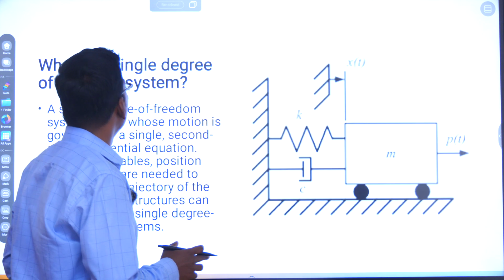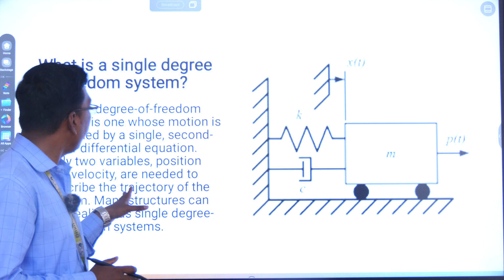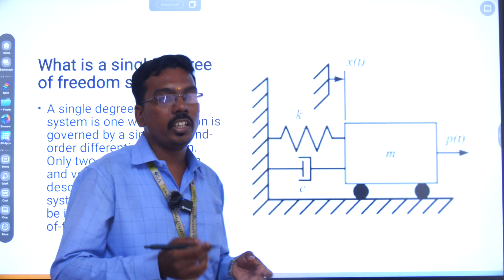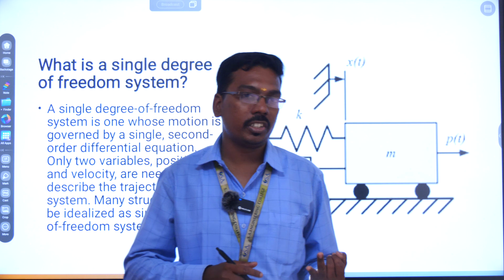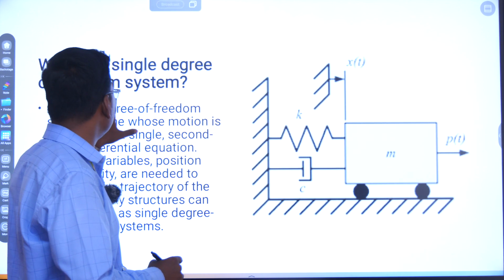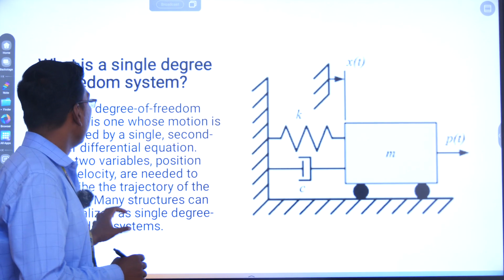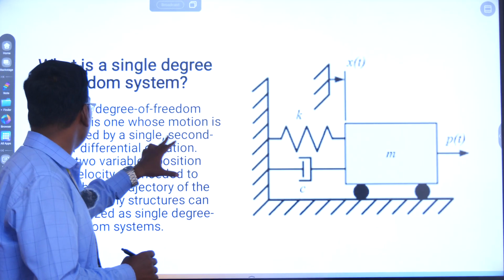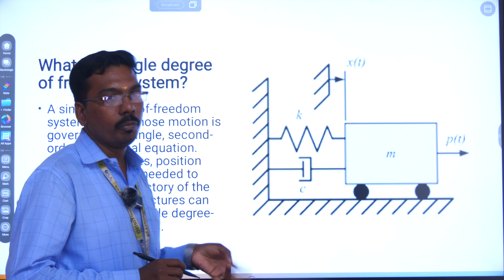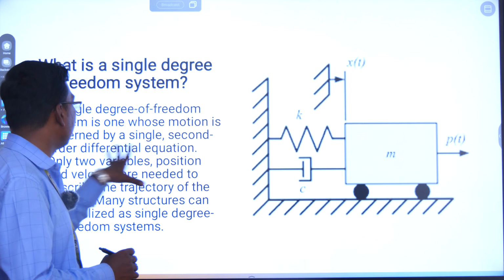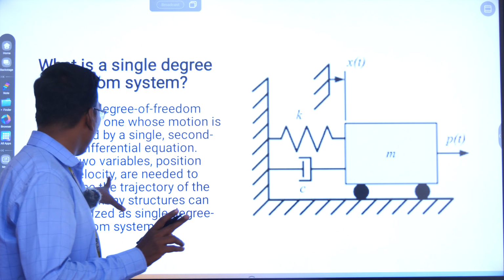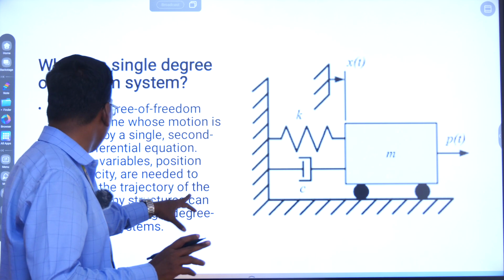Then this is the single degree of freedom. Okay, I have already conveyed that I take only single degree of freedom for free vibration, forced vibration, damped and undamped vibration. So at that time we take a single degree of freedom system, where one motion is governed by a single second order differential equation. Okay, first order, second order, the second order differential equation will be there. So we take a single second order differential equation only. Only two variables, position and velocity, are needed to describe the trajectory of the system.